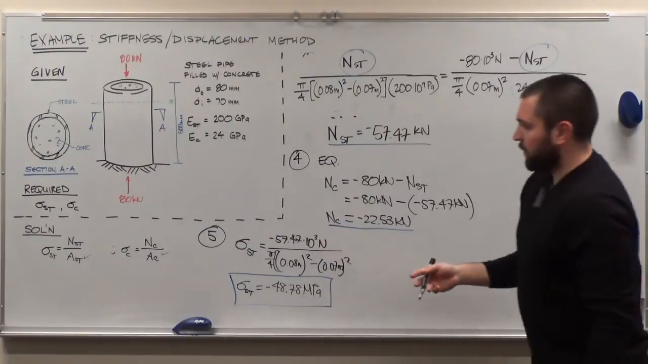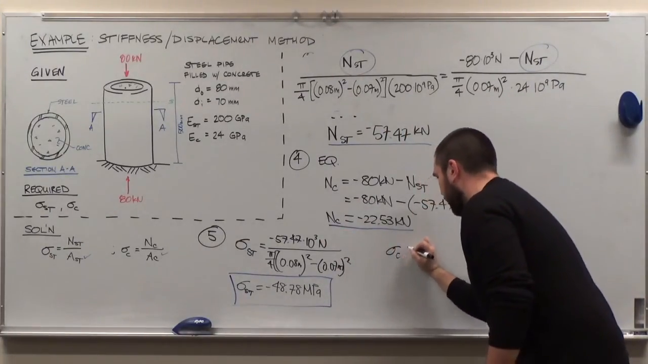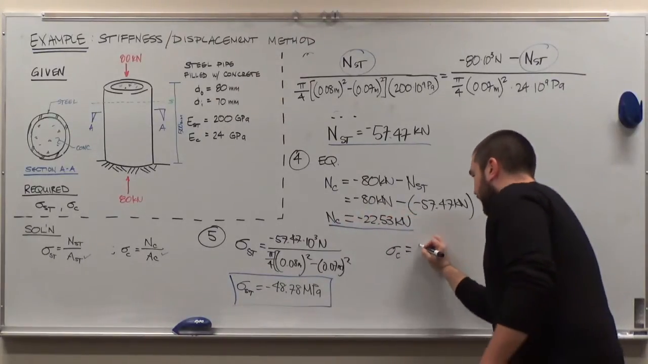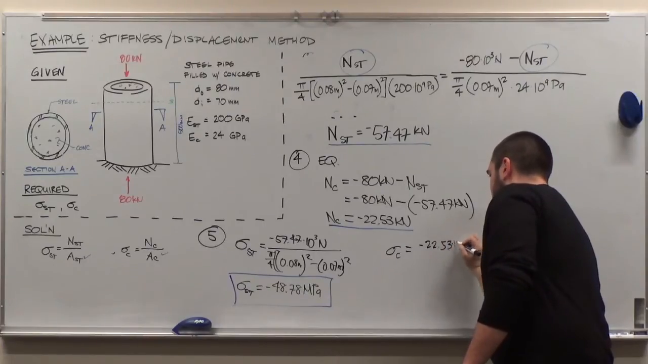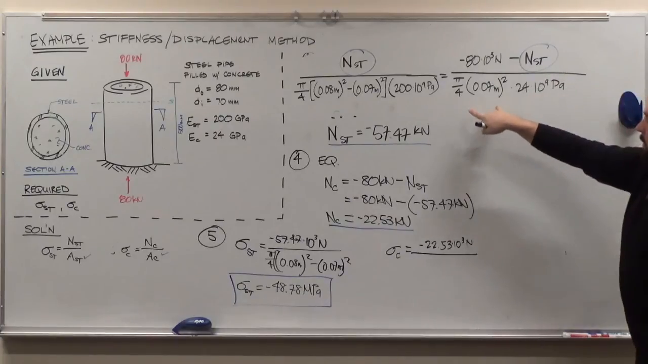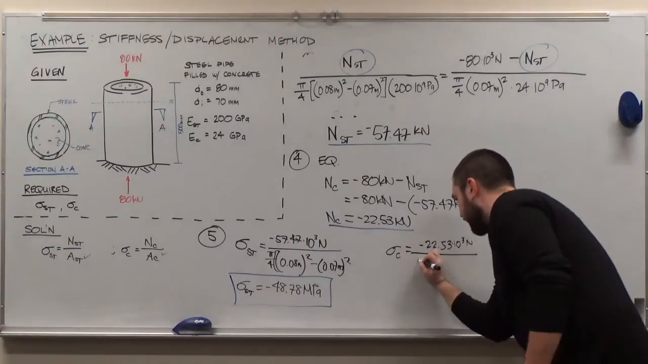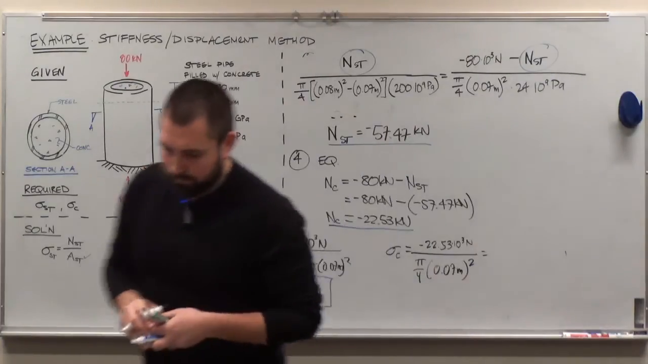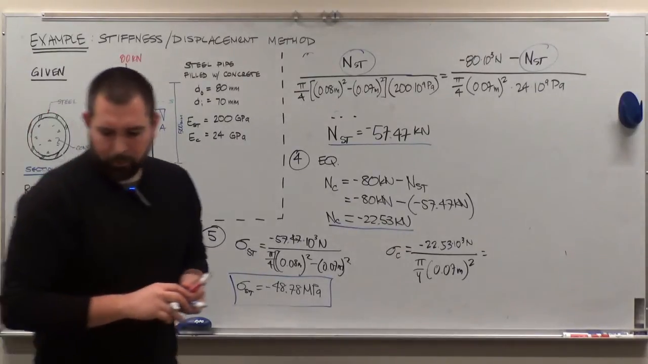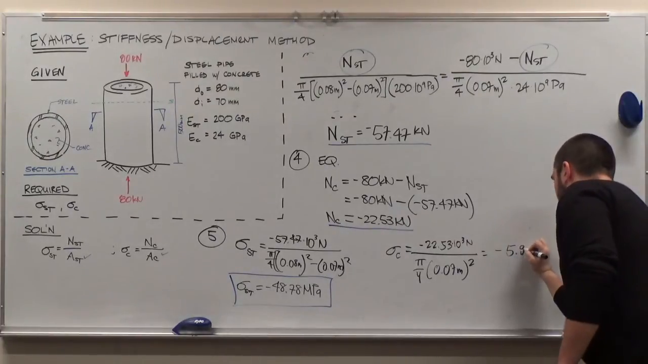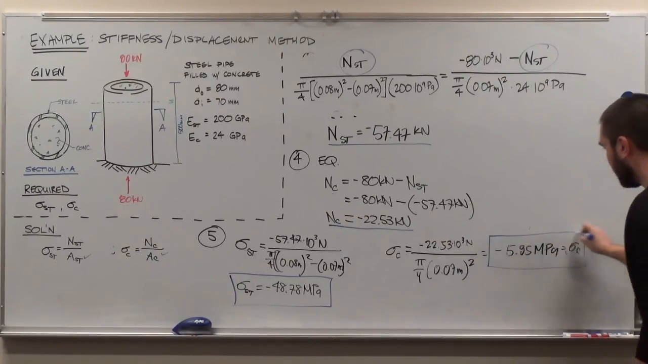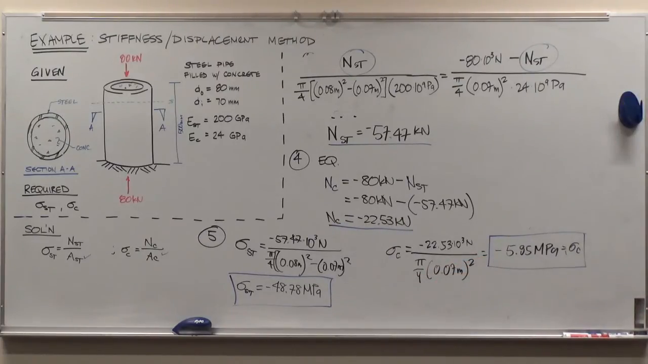Our next normal stress equation is just going to be for the concrete. And we get the normal stress in the concrete is equal to the normal force in the concrete divided by the area of the concrete. We already calculated the normal force in the concrete as negative 22.53 times 10 to the third newtons. The denominator is the area. We have the formula for that up here. Pi over 4 times the diameter squared. Pi over 4 times 0.07 meters squared. And I get that the normal stress in the concrete is negative 5.85 megapascals. All right, here's my other final answer. So the two boxed solutions down here are my final answers. That's the normal stress in the concrete and the normal stress in the steel.